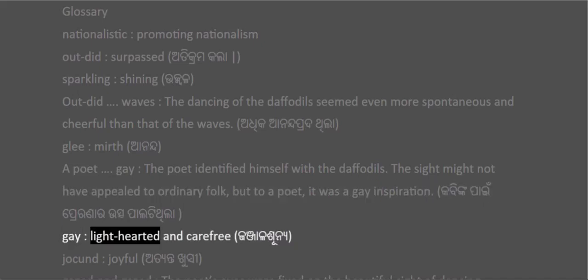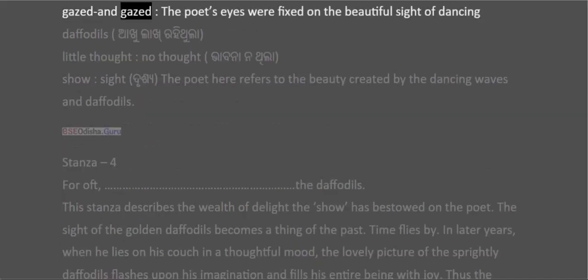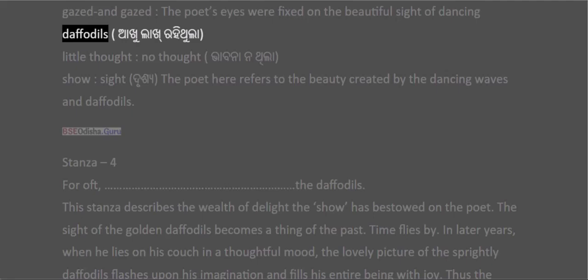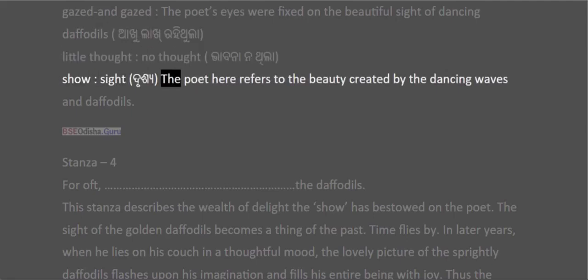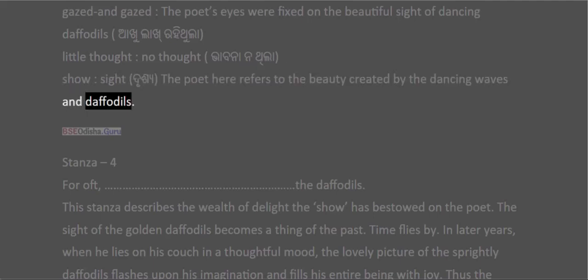Gay, light-hearted and carefree, jocund, joyful. Gazed and gazed: the poet's eyes were fixed on the beautiful sight of dancing daffodils. Little thought, no thought, show, sight. The poet here refers to the beauty created by the dancing waves and daffodils.